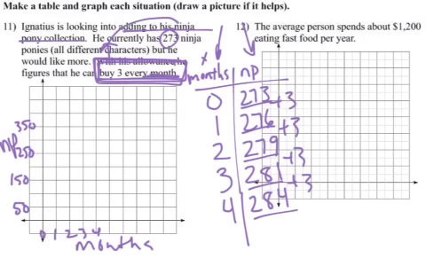So 50, 100, 150, 200, 250, 300, 350. So I could plot the points. 273 would be somewhere around there. And then at 1 month, a little bit higher, a little bit higher, a little bit higher, and basically your graph would look something like this, depending on how many months you went. Okay, with these being the axes, right? Okay.